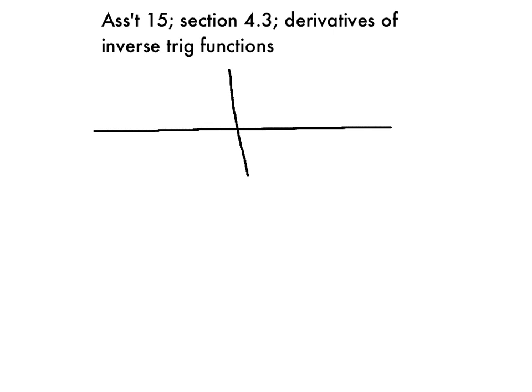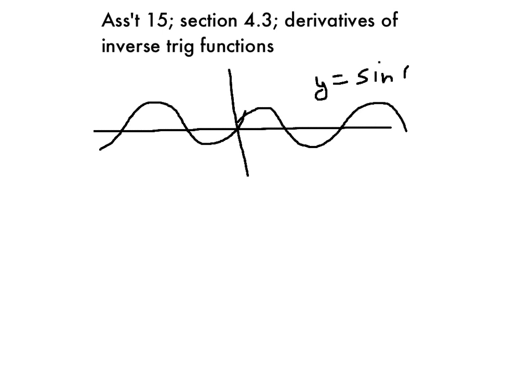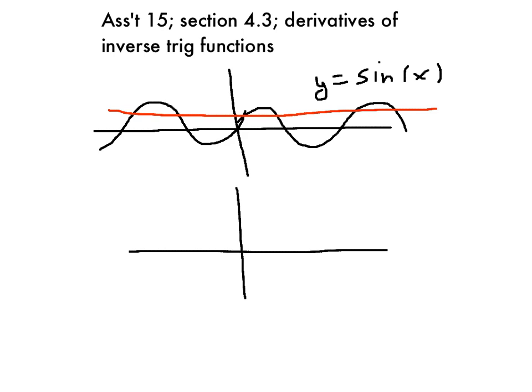If we look at the graph of sine of x, we know that it is periodic. And we know that since it fails the horizontal line test, as this indicates, the inverse will not be a function. And so hopefully you remember from pre-calculus that we need to do a restriction on sine of x in order for its inverse to be a function.